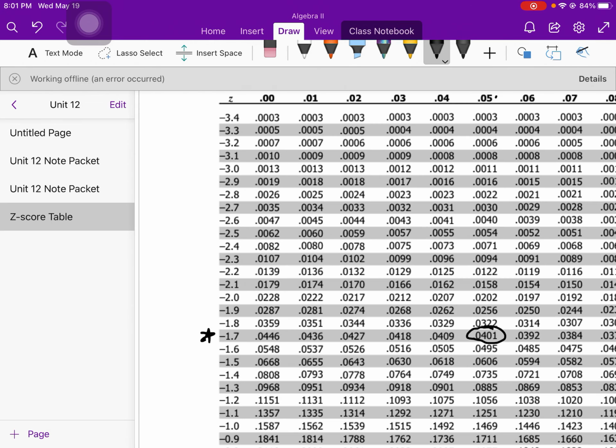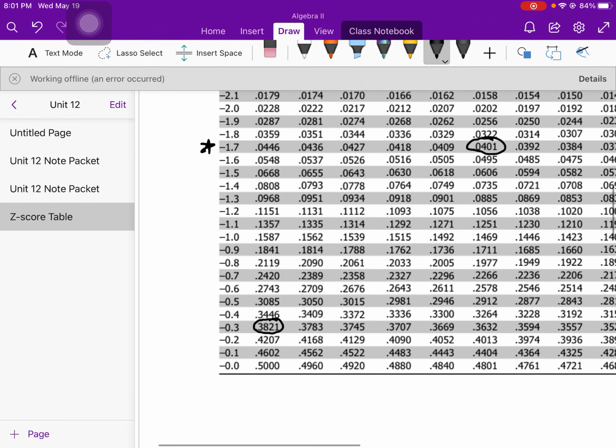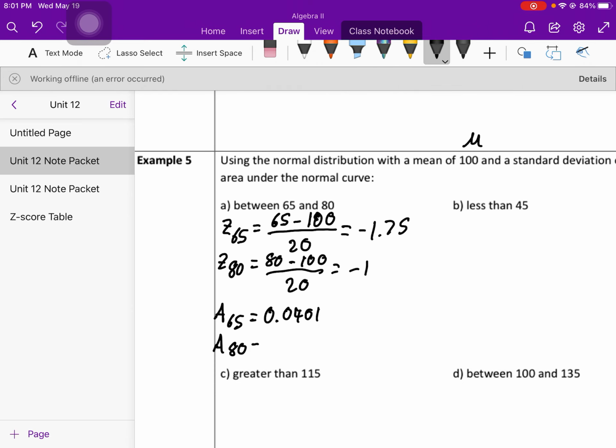And then I need to find a of 80, so I'm going to go back to the table. And we found that was negative 1. And since there wasn't a number after, we can just go to the first. So 0.1587. Now it's in between these two, so all we need to do is find the difference between these numbers, and that's actually going to be our answer.